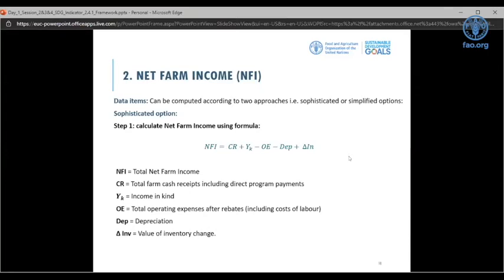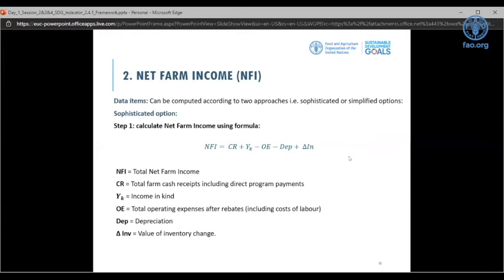So using the sophisticated approach, the net farm income is calculated using the following formula, which is given here. NFI is an abbreviation for net farm income. CR is total farm cash receipts, including direct program payments. YK is income in kind. OE is operating expenses after rebates. This includes labor cost as well. DEP is depreciation. And delta IN is value of inventory change.